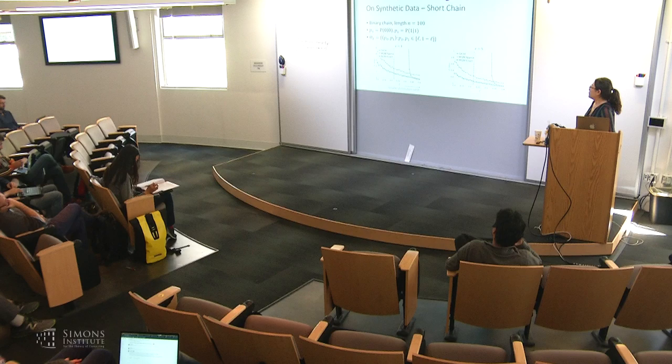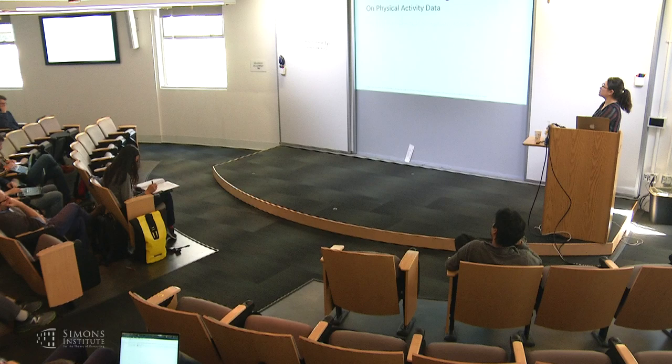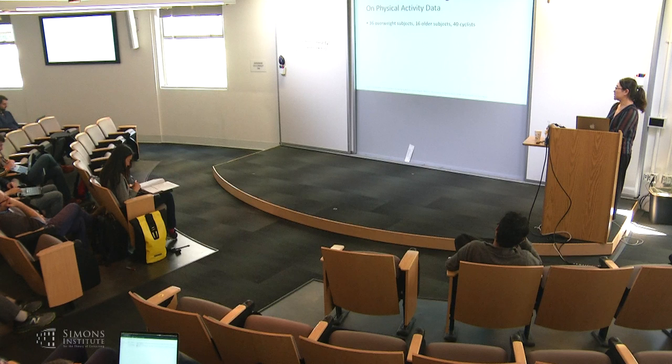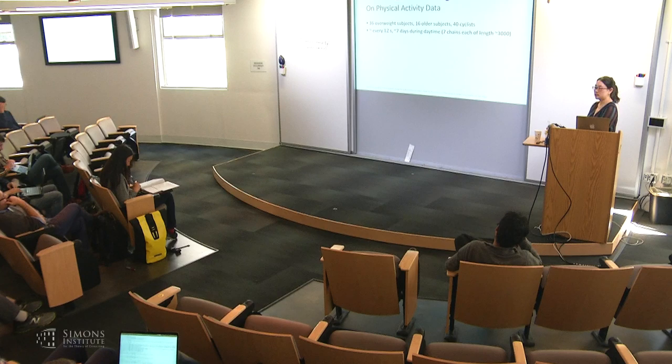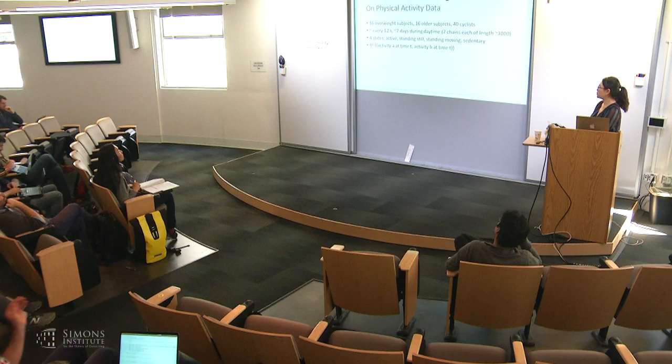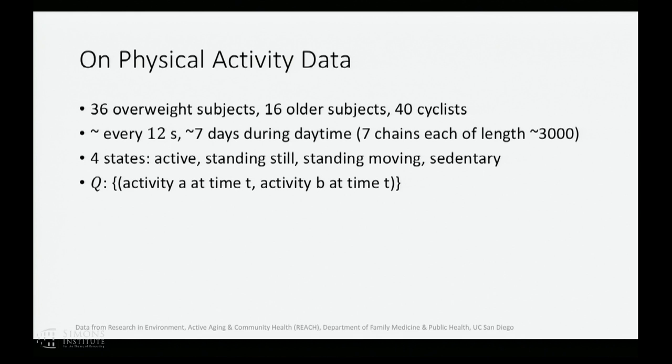So the second set of experiments we ran is on some real-life Markov chains, which we got from some physical activity tracking data. Here we have activity tracking on three groups of people. The first is some overweight subjects, the second is some elderly subjects, and the third is some cyclists. The tracking happens around every 12 seconds for roughly 7 days during daytime, resulting in roughly three chains, each of length 3,000, for every subject. And there are four states: active, standing still, standing moving, sedentary. And we are going to compute a histogram over this. The secret we're trying to protect is the activity performed at every moment for every subject.